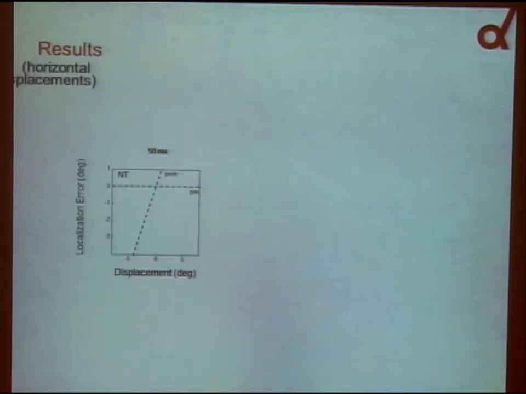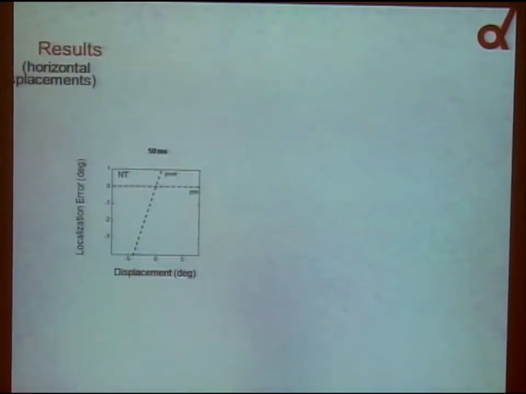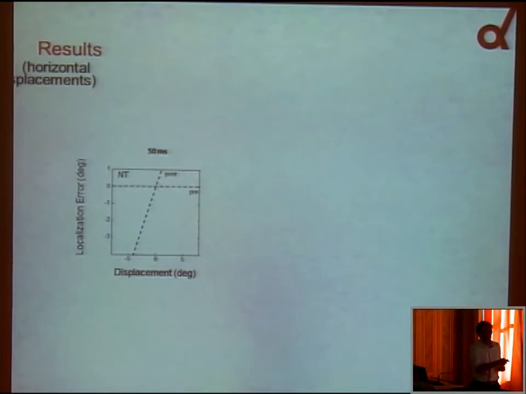Here I'm going to plot the localization error as a function of the displacement of the target. First for the non-target, so the target that was not in the saccade direction. If subjects make no errors, the data should fall along this line, the x-axis. And if the subjects completely rely on the post-saccadic visual feedback and ignore the memory representation, the data should fall along this line. This is the situation for that non-target, presented only for 50 milliseconds.